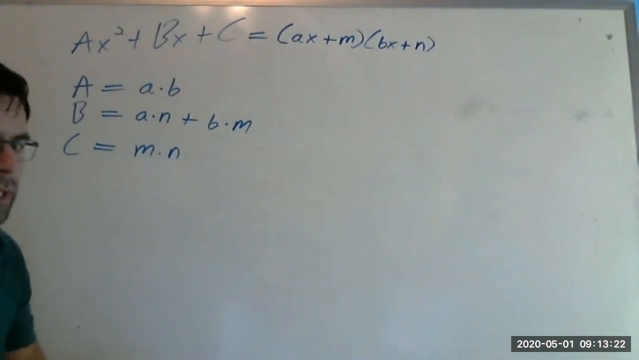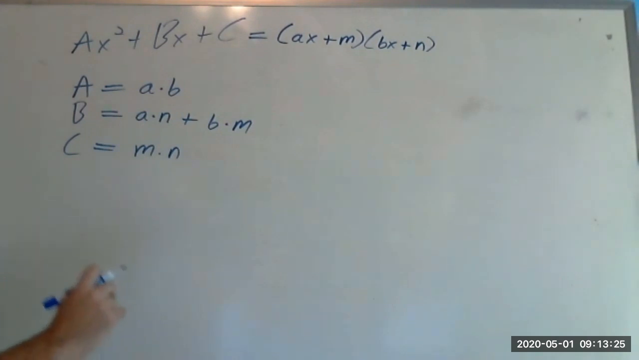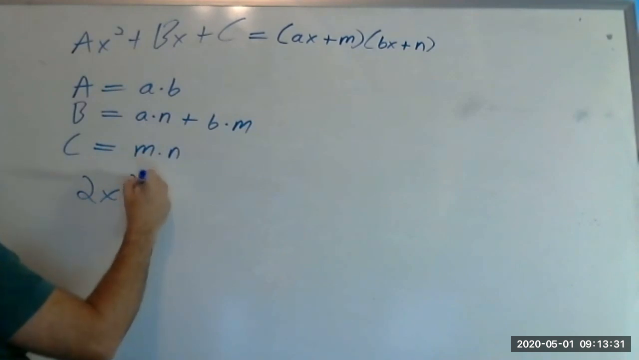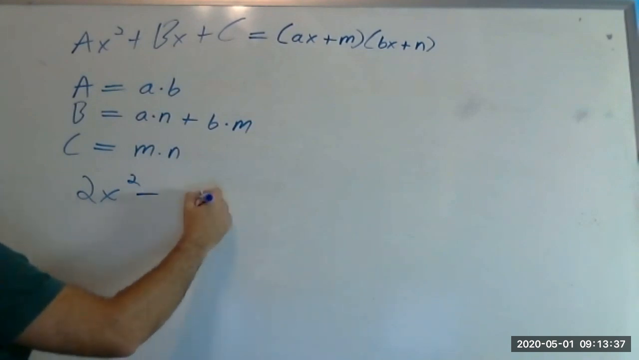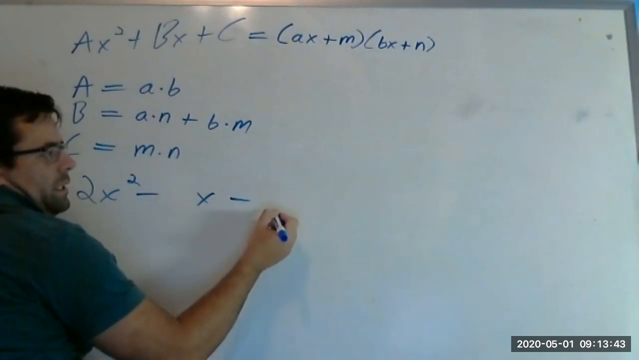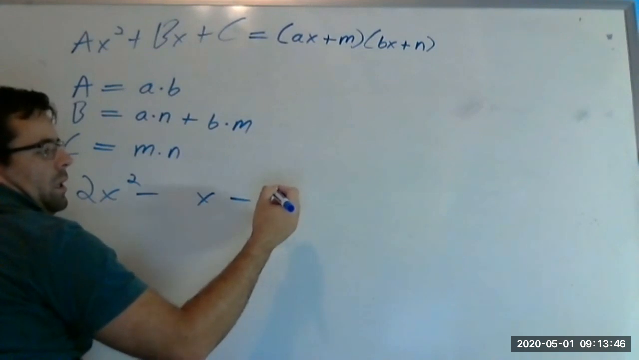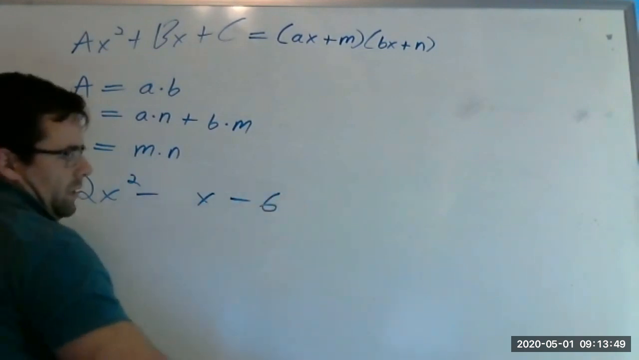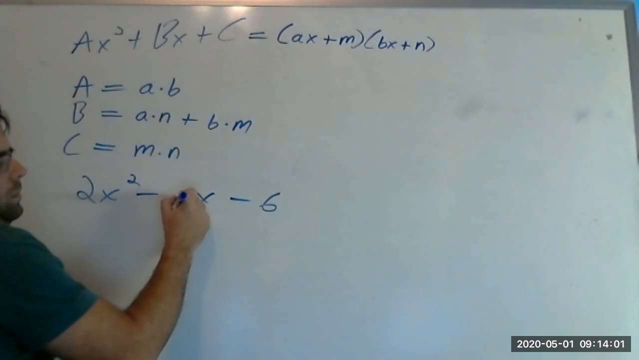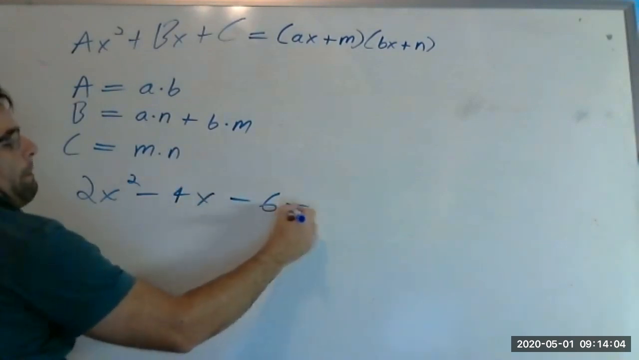So let's throw one in that is negative. Let's see. 2x squared minus, I don't know, 6. So this would be minus 4.